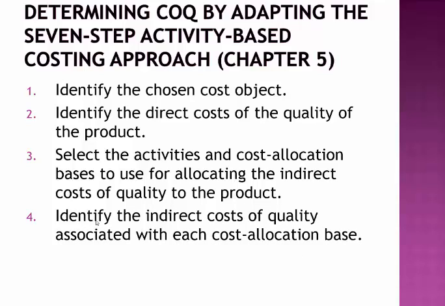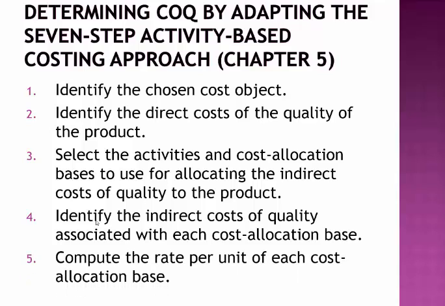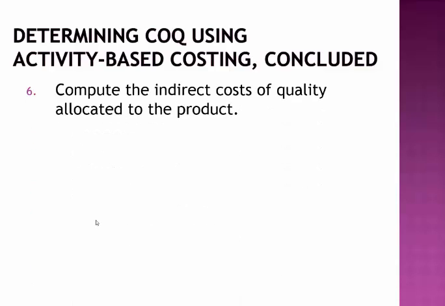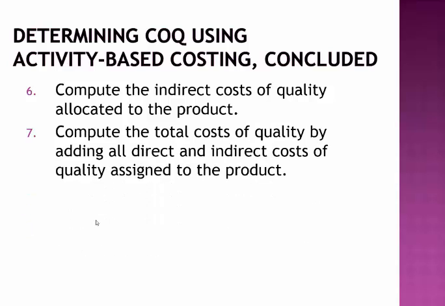We'll identify the indirect cost of quality associated with each cost allocation base, compute the rate per unit of each cost allocation base, compute the indirect cost of quality allocated to the product, and compute the total cost of quality by adding all those direct and indirect cost of quality assigned to the product.